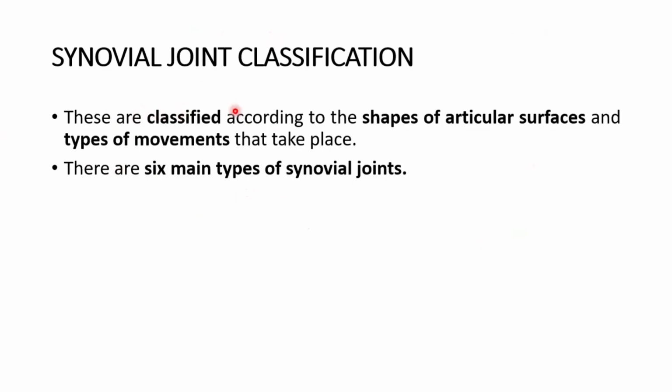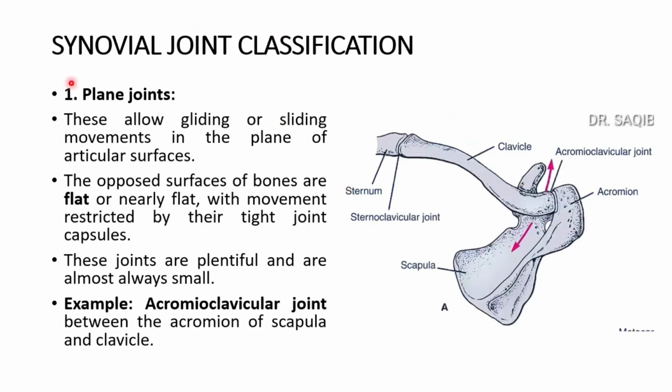These are classified according to the shapes of the articular surfaces and the types of movements that take place. There are six main types of synovial joints. Number one are the plane joints. Here you could see this acromioclavicular joint. This is the acromion, you could see the labeling. This is acromion, follow the laser. And this is the clavicle. The joint is the acromioclavicular joint.